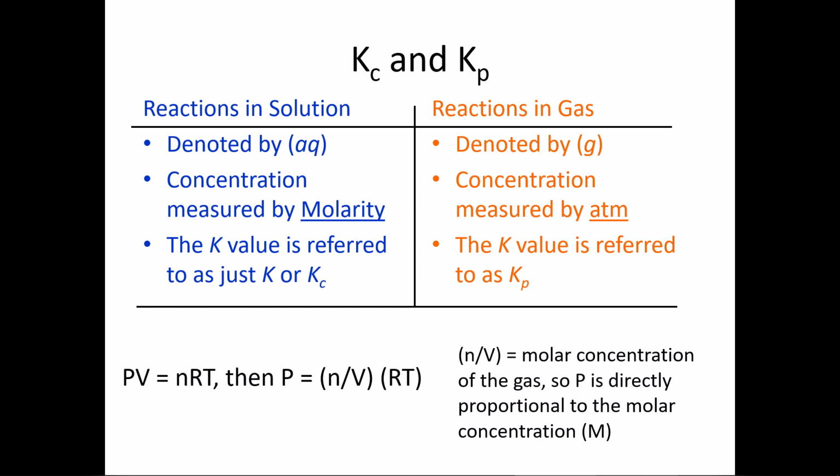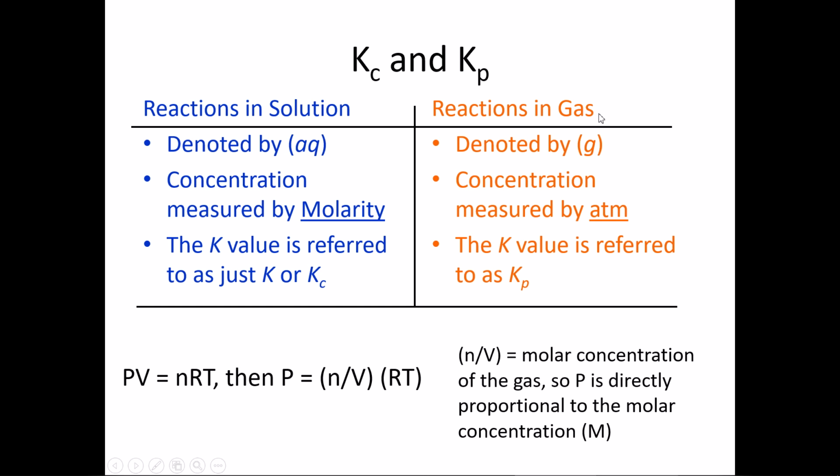Alright, so how do I know which one to use? If I have a reaction that has mostly aqueous components, I have to use Kc. Right, so I can't do the pressure of an aqueous component. I have to use concentration. Concentration has to be in molarity. So Kc is used the majority of the time. Anything that has aqueous in it, we have to use Kc. Sometimes it is just referred to as the K.